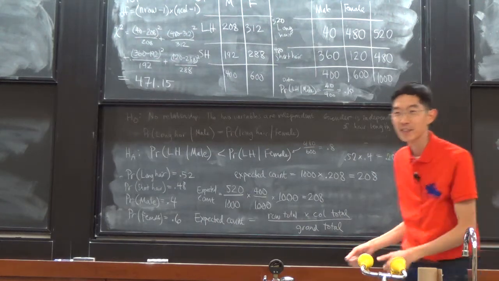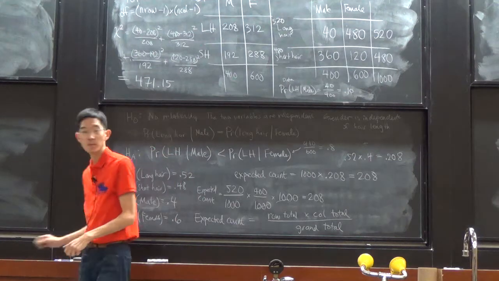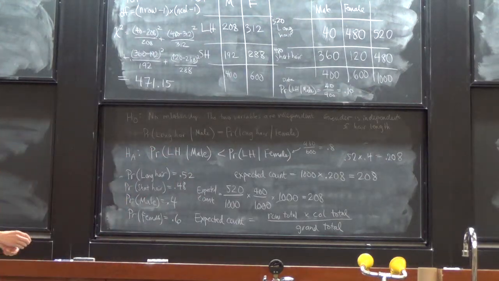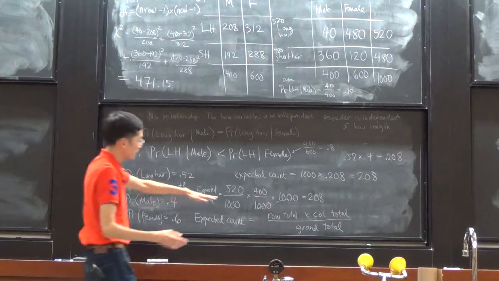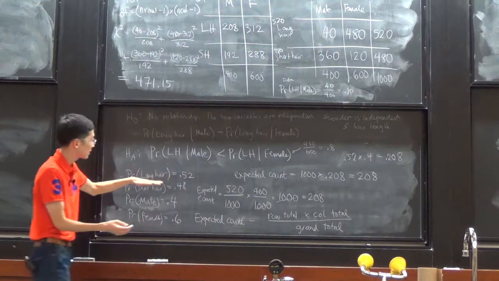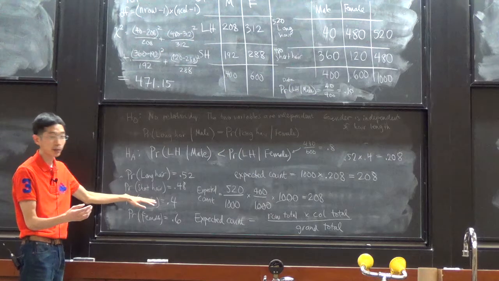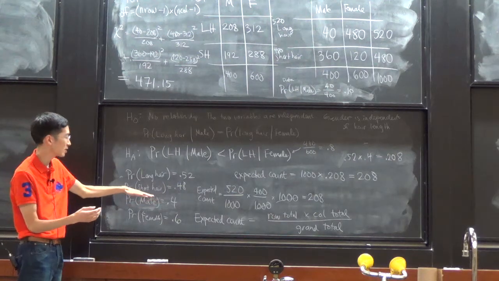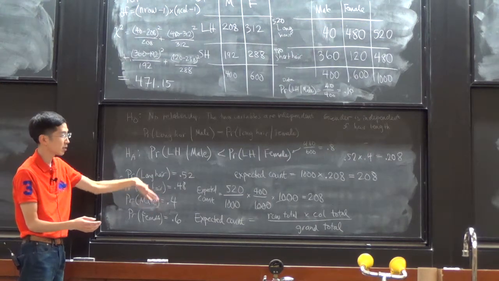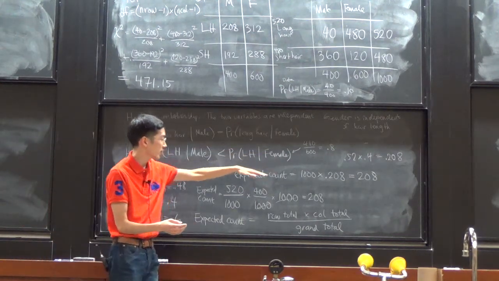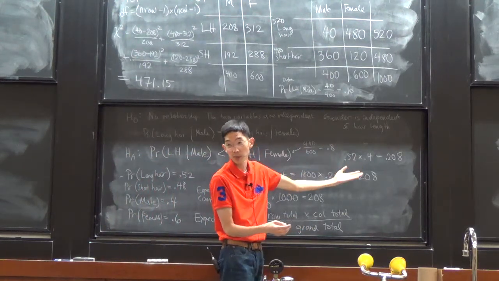Gabe? Yes? I don't know if you erased it, but calculating the expected count. So the expected count, I went through the process of saying under independence, we say the probability of long hair is 52%, probability of male is 0.4, and under independence, the probability of long hair and male would be this times this. And we get a probability of 0.208, and to get the expected count, we would do 1,000, our total number of observations, times that probability.